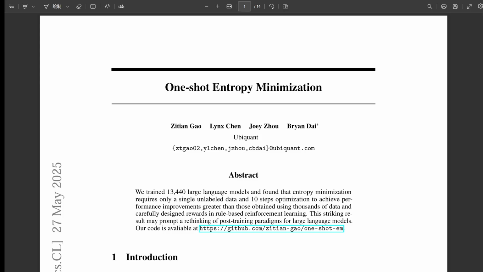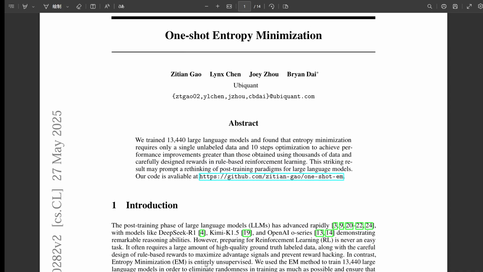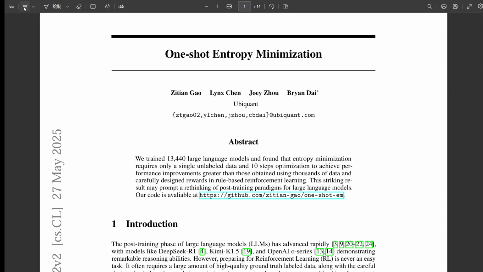Okay, let's unpack this. Imagine you've got one of these super powerful large language models, and you want to make it even better, sharper, maybe more consistent. The usual goal. Exactly. Now, what if I told you you could do that not with weeks of complex training, not with mountains of data, but with just one piece of data and maybe 10 minutes of compute time? That sounds almost too good to be true. Seriously. But that's the kind of potential breakthrough we're digging into today.